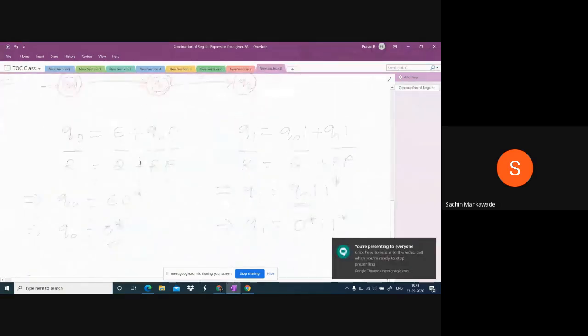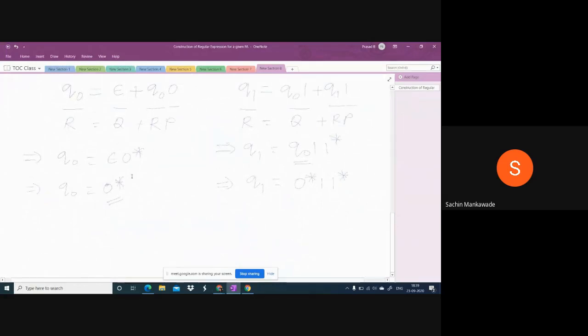Now we have both Q naught and Q1. As I already told you, the result is the sum of the final states, Q naught plus Q1. That is Q naught is 0 star plus Q1 is 0 star 1 1 star.